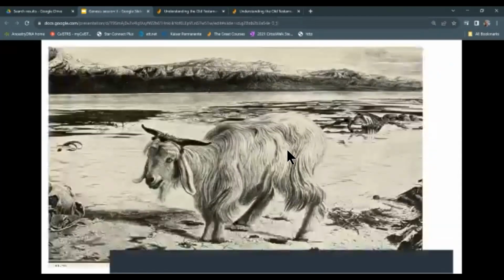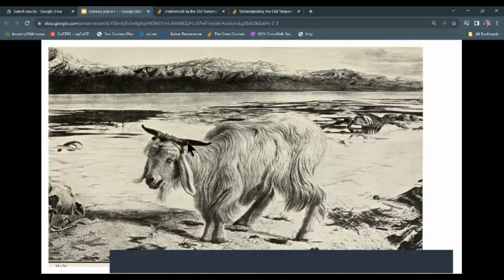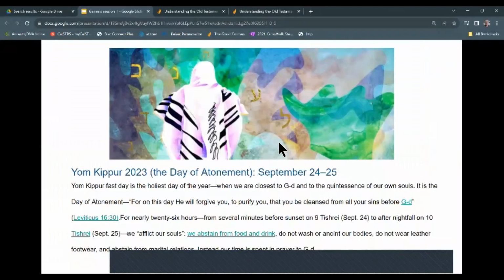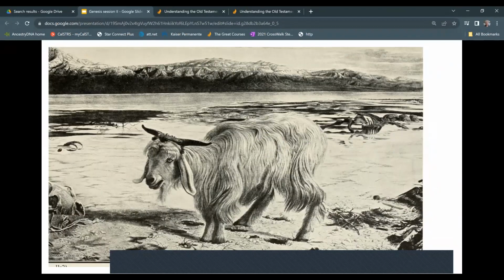Here is a picture of a goat that is sent off into the wilderness. Sometimes they would wrap red yarn around the horns of the animal. Yom Kippur is what we call it, the Day of Atonement. This year is September 24th and 25th, and it is considered the holiest of all of the high holy days.